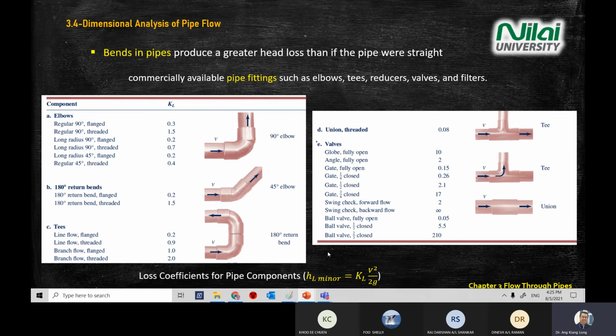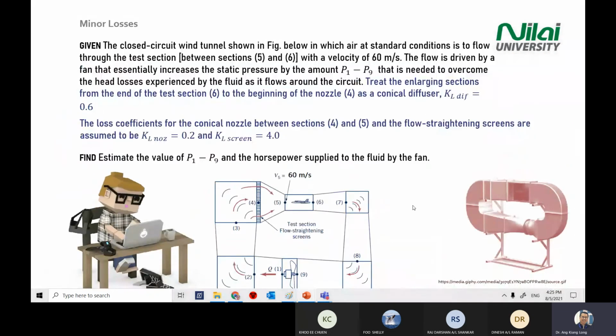Again, the famous equation for this session: HL minor equal to KL V squared divided by 2g. All this KL value is linked to the minor head loss. The importance of the value of KL is to use it to calculate HL. HL minor equal to KL times V squared divided by 2g, fixed already. This equation is important to help you score some marks in your answer also. You write this one, you will score 1 mark minimum. Okay, let's look at one example.